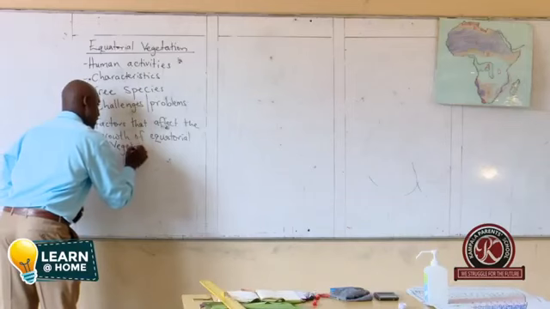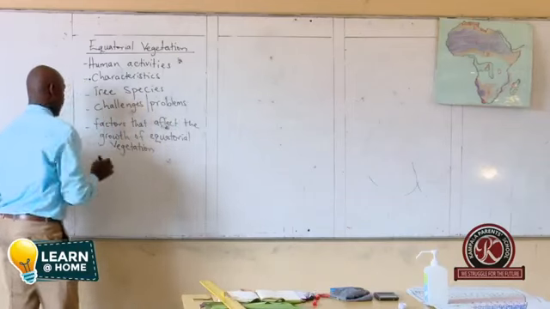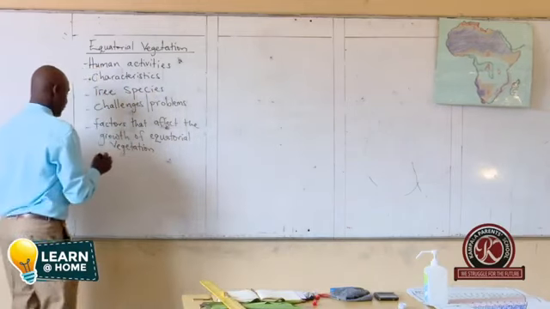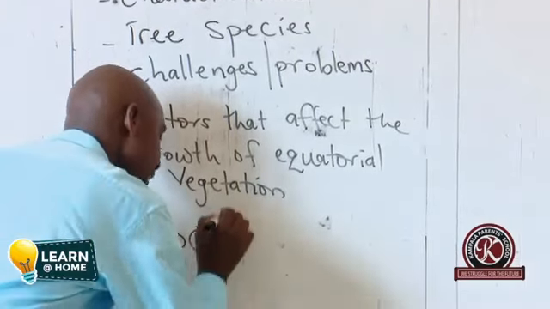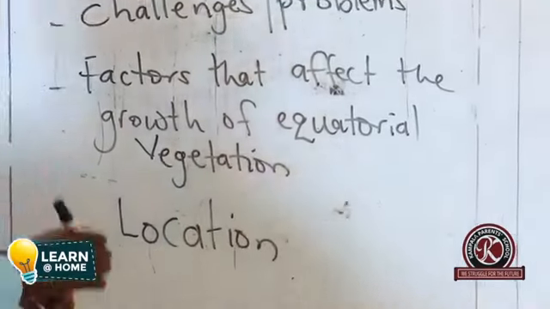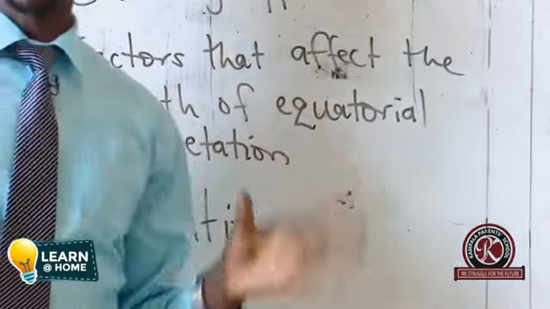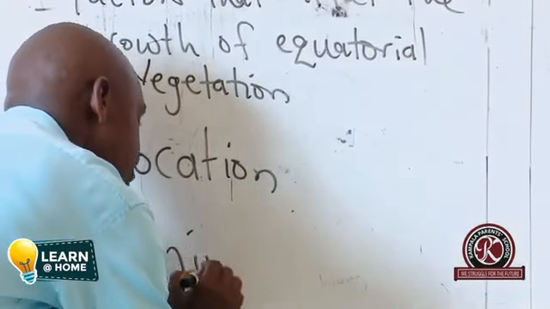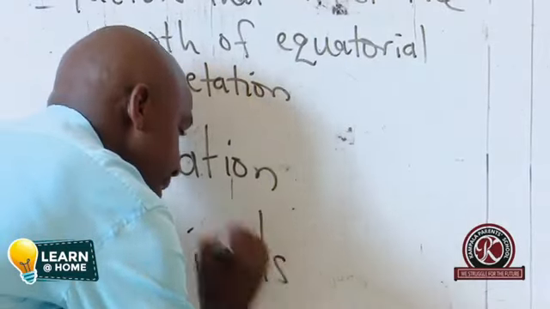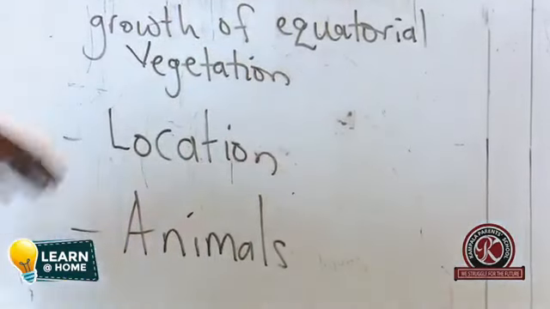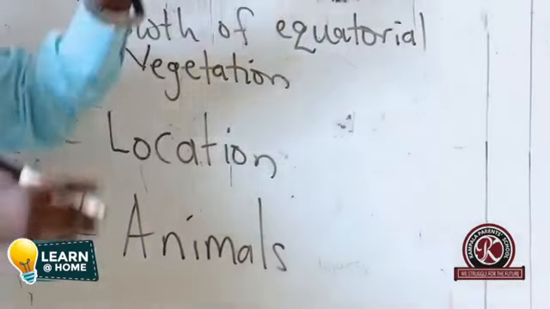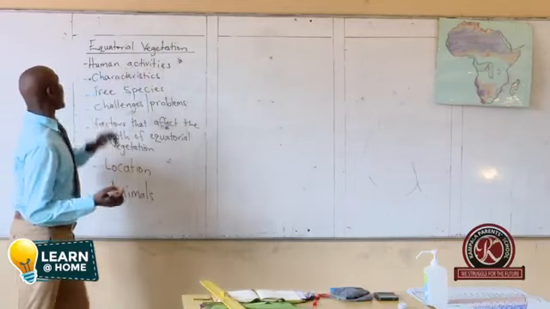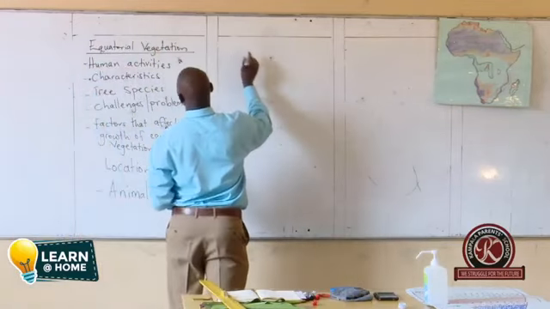After looking at factors, we shall also look at the location. Where do we find equatorial vegetation? After looking at the location, then we shall look at animals that live in equatorial rainforest. So animals that live there. I think you have seen. When you see this, you have now known what equatorial vegetation is. So we shall begin by looking at the human activities, and we shall write in a question form.